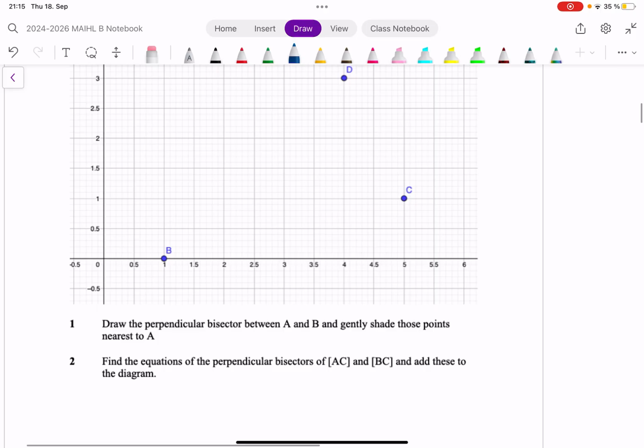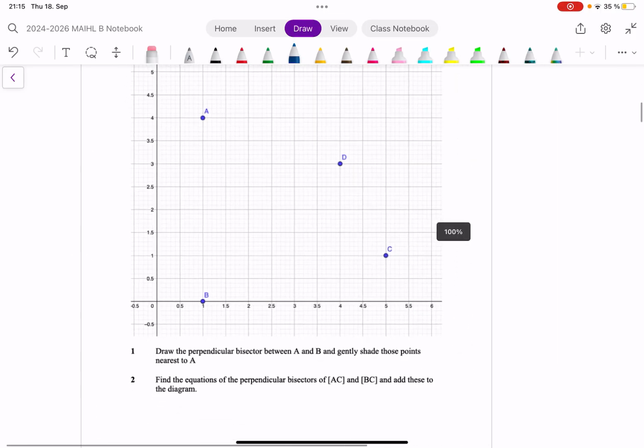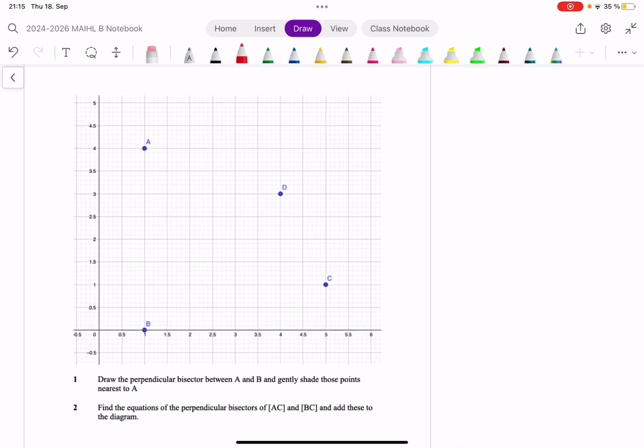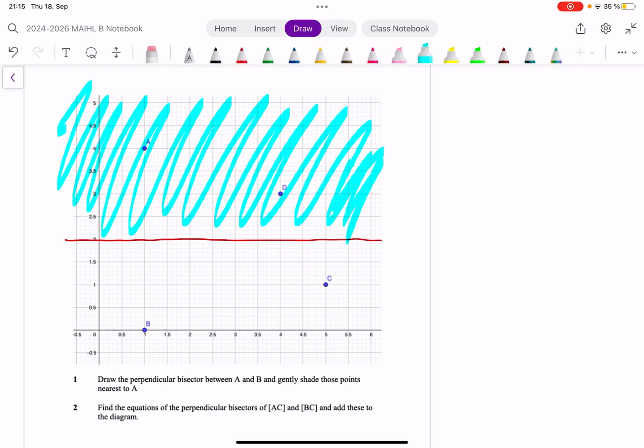So it says draw the perpendicular bisector between A and B and gently shade those points nearest to A. So it's basically saying, let's ignore these two and just draw the Voronoi diagram between A and B. This one is at a y value of 0, this one's at a y value of 4, so it would just be a horizontal line at 2. And then it says we'll shade everything closer to A. So in reality, we'd be doing this. And that shows me I now have a diagram that shows everything closer to A than it is to B.